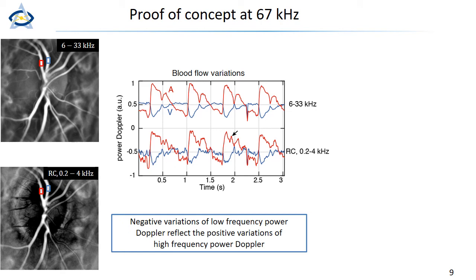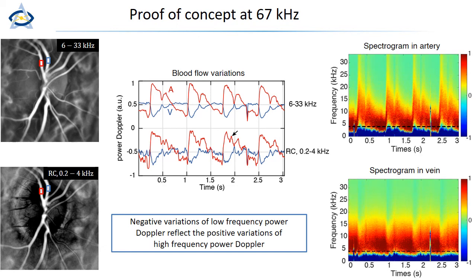And what it means is that these negative variations of low frequency power Doppler reflect the positive variations of high frequency power Doppler. So that might sound a bit obscure, but it can be very well understood when looking at the spectrogram in the artery and vein of the corresponding region of interest. What you see is that over the course of the cardiac cycle, the energy is shifted toward greater frequencies, for example during systole when blood flow is accelerated, and that is the red part on the spectrogram.